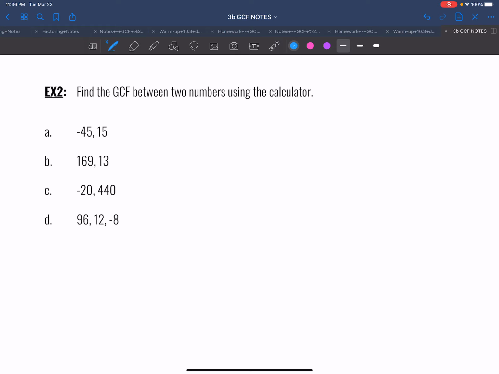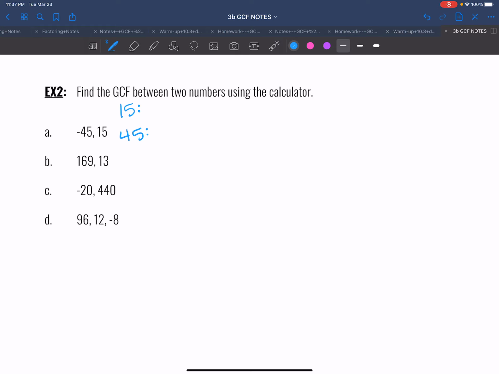So the way we can determine that is by listing out the factors of 15, and we're going to list out the factors of 45. We essentially can ignore the negative sign here because we want to find the factors of that positive value of 45. That would be the greatest common factor.